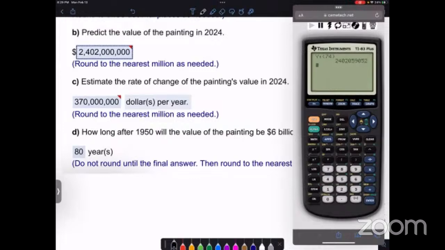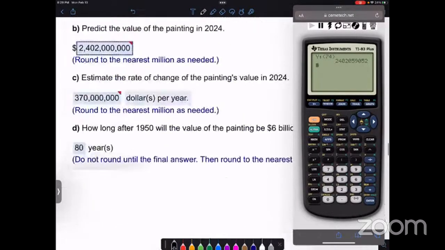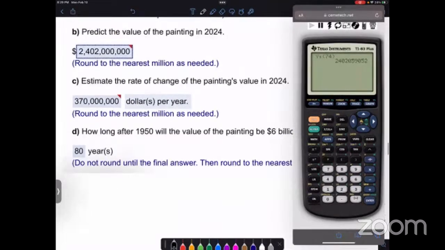It says estimate the rate of change of the painting's value in 2024. Are you round to the nearest million? So this 2.4 is in billions. So the millions place is the two, right? It goes 2402. Behind that two is a zero, so that means it stays as two. Is that okay?